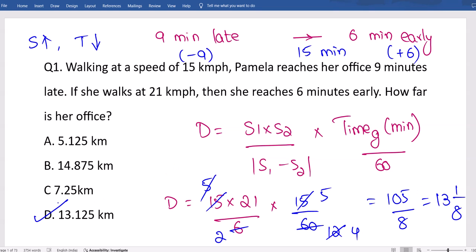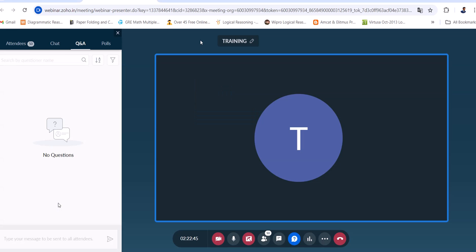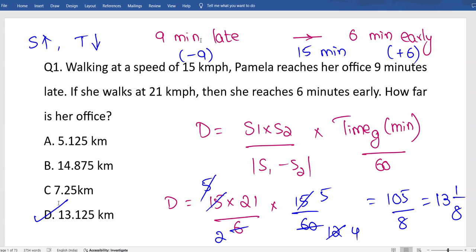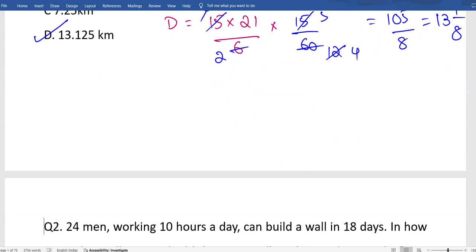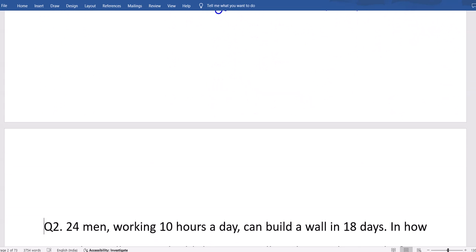Can we solve this question in a normal method? We know distance equals speed into time, that's it. Using that, can we solve? Yes. Always speed is distance by time, distance is speed into time, time is distance by speed. That will always work, my dear. So how can we solve this question in the normal method, sir?